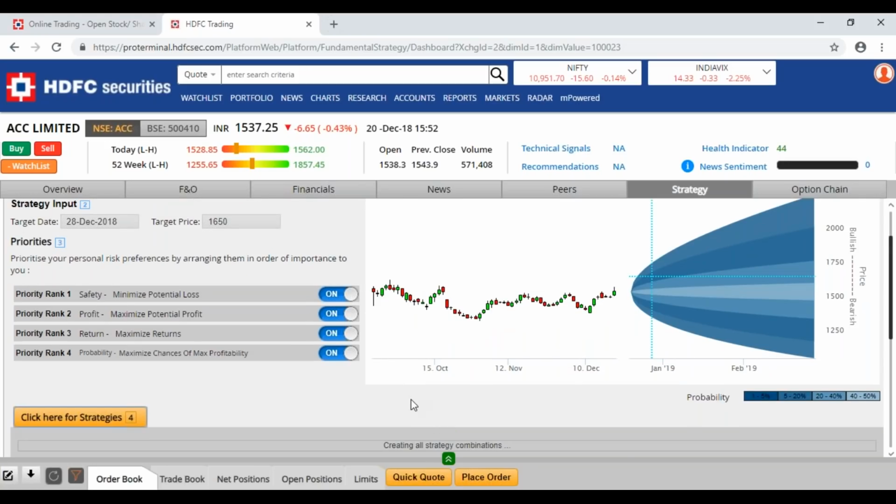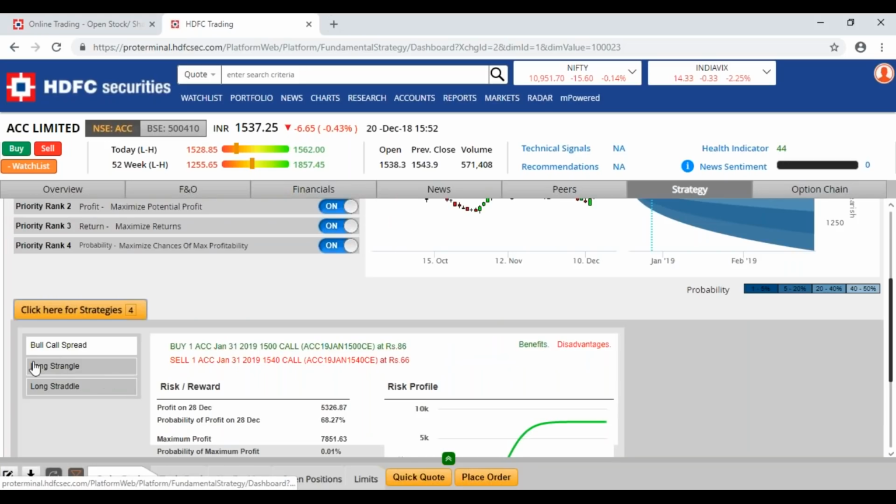The moment I click, immediately three strategies have been created: bull call spread, long strangle, and two long strangles. So in bull call spread, I can see I need to buy one contract of 31st Jan 2019 with a strike price of 1500 with the premium of 86 rupees, and then I have to sell one at a strike price of 1540 at 66 rupees premium, right?